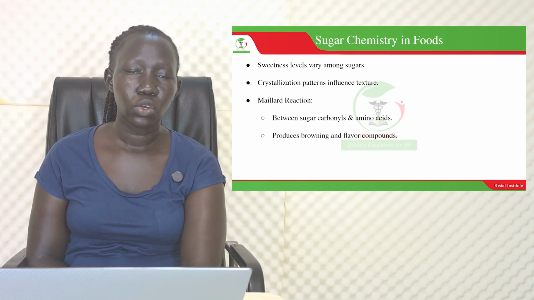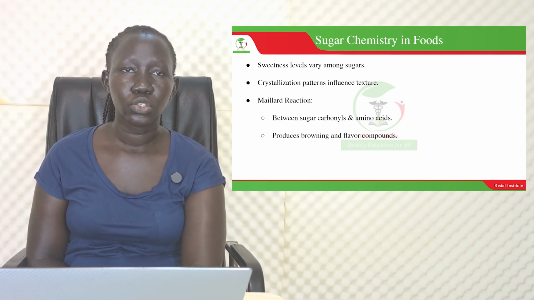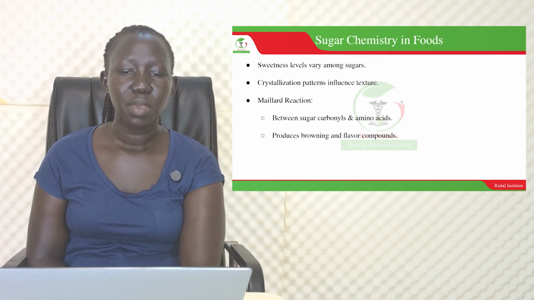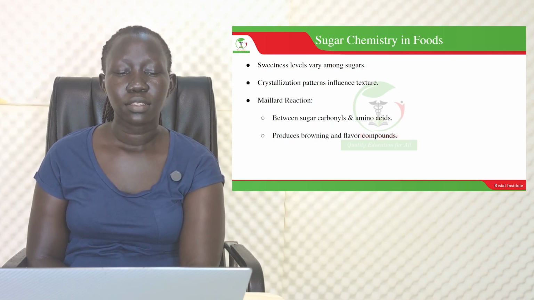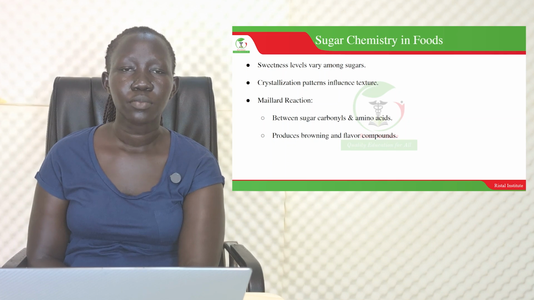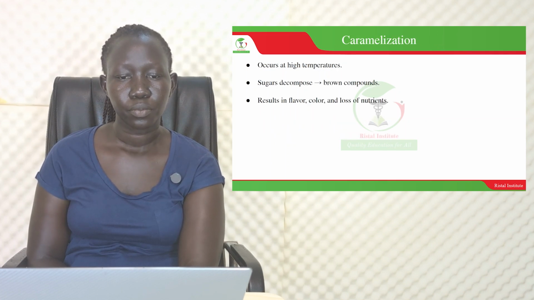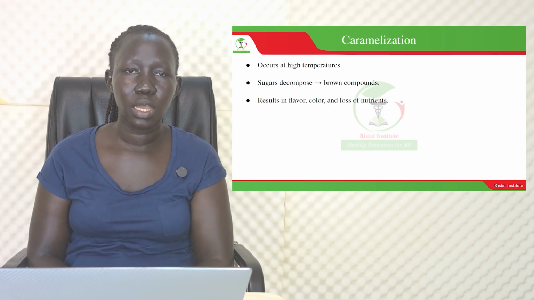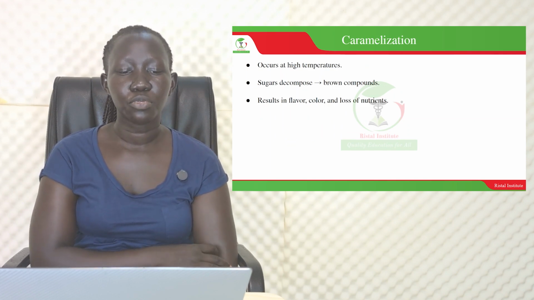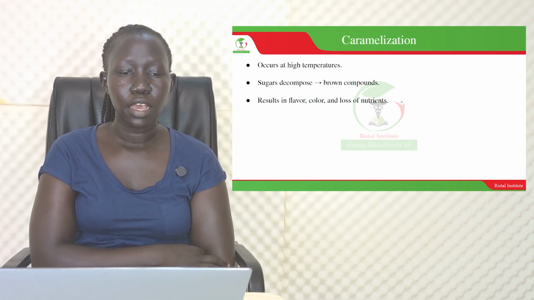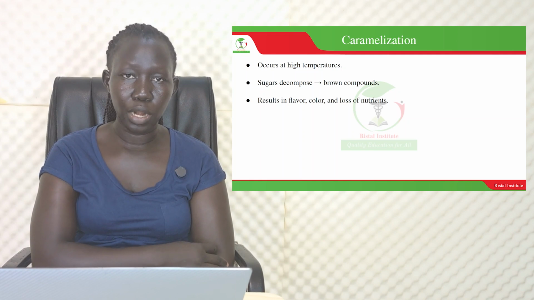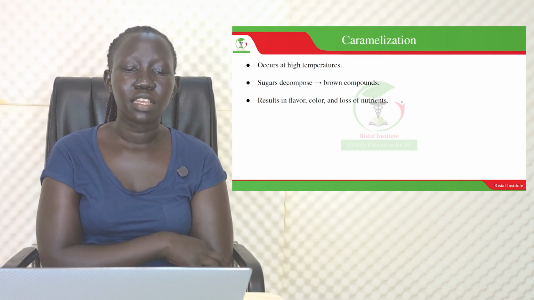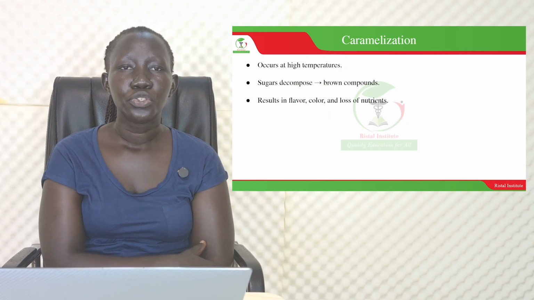In one of the classes, we looked at two types of reactions: enzymatic browning and non-enzymatic browning, and we also looked at the Maillard reaction. The Maillard reaction occurs between sugar carbonyls and amino acids, and it produces browning and flavor compounds. Caramelization is also a process that occurs at high temperatures, where sugars decompose, forming brown compounds, which results in flavor, color, and also loss of nutrients.